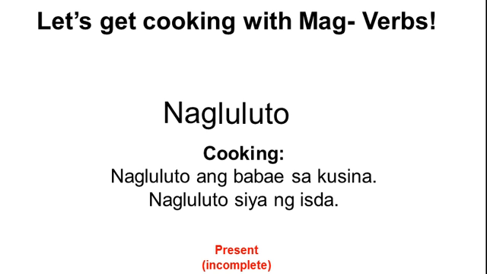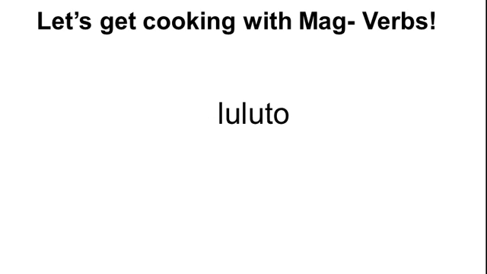So we saw mag come in one time for "to cook," and then we saw nag, with the N, come in for the past tense and also for the present tense. But we also doubled up the first syllable of the root. That's how we got this nagluluto. Okay? Let's get rid of that and take a look at how to do future or contemplated aspect, future tense, if you will.